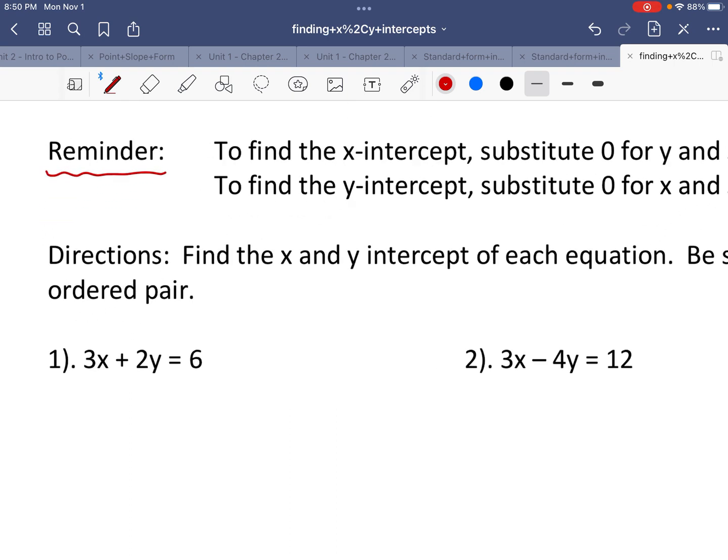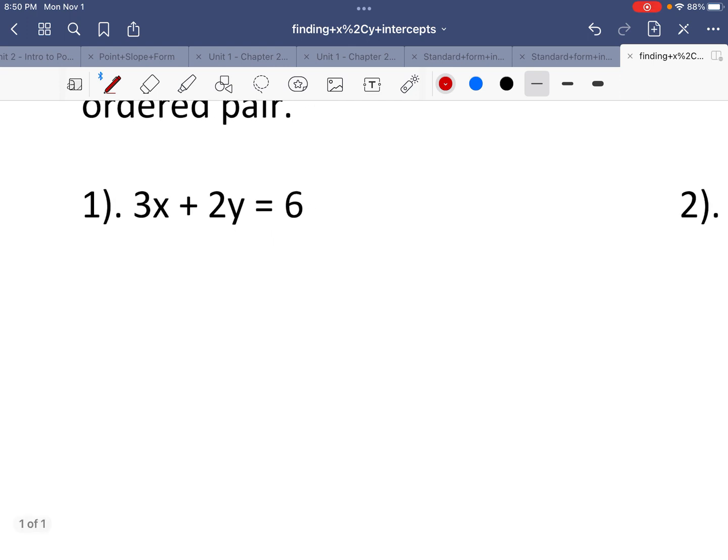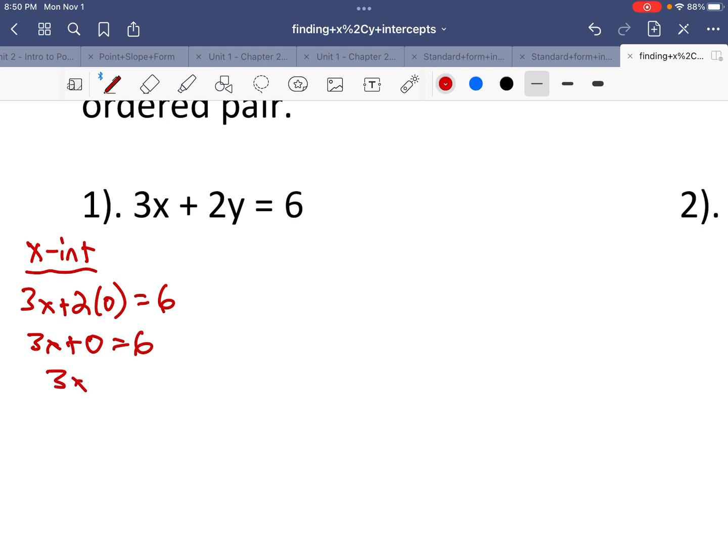Okay, so we look at the first one here. I have an equation in standard form, so if I want to find the x-intercept, I'm going to let y be 0, and I solve for x. So I'm going to rewrite this equation, 3x plus 2, and instead of writing y, I'm going to write 0 equals 6. 2 times 0 is 0, so I get 3x plus 0 equals 6, or just 3x equals 6. I solve for x, divide by 3 on both sides, and we get x equals 2.